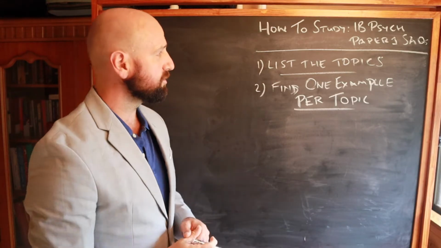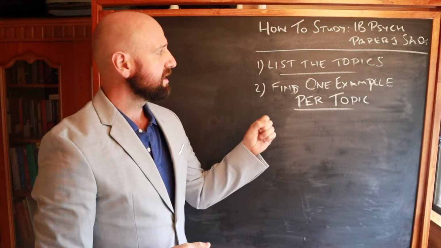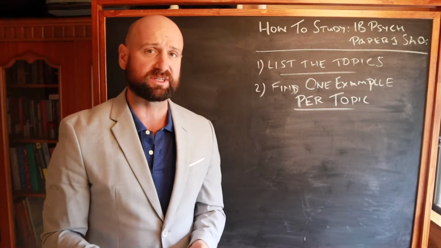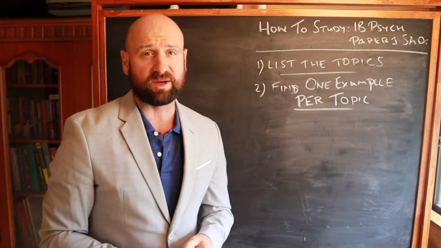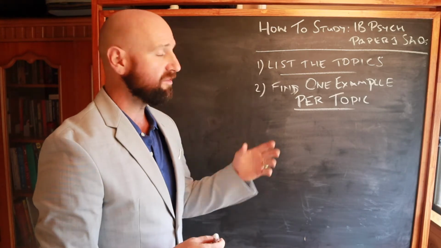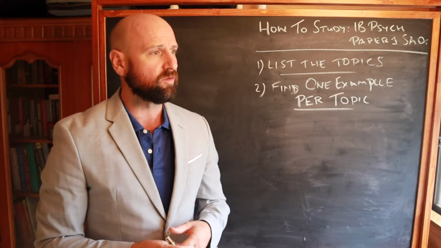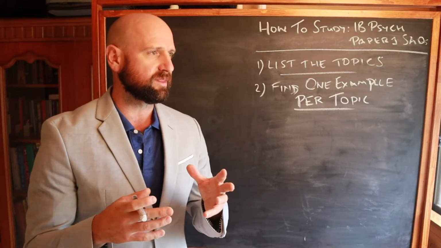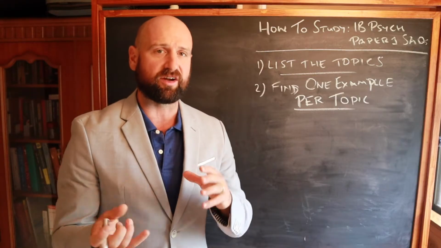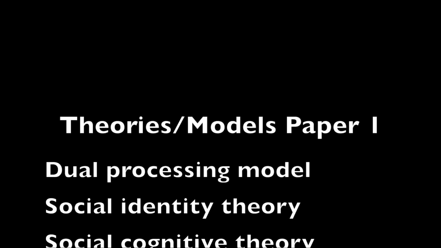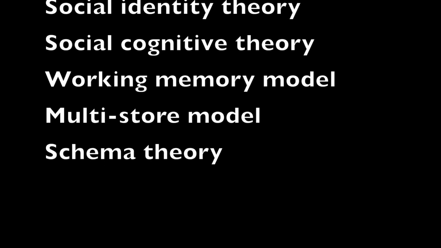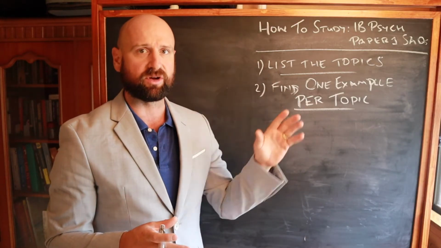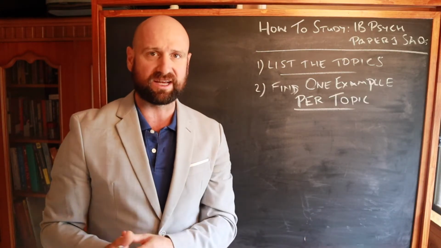Okay, now step 2 in preparing for paper 1 is find one example for each topic. So, for example, one of the topics is techniques to study the brain. Find 1 example. I recommend fMRI or MRI. For hormones, find 1 hormone. For the multi-store model, working memory model, dual process, social identity, social cognitive, any of those topics that are theories or models, you don't have to worry about this step actually, because those theories and models are the example for the topic.